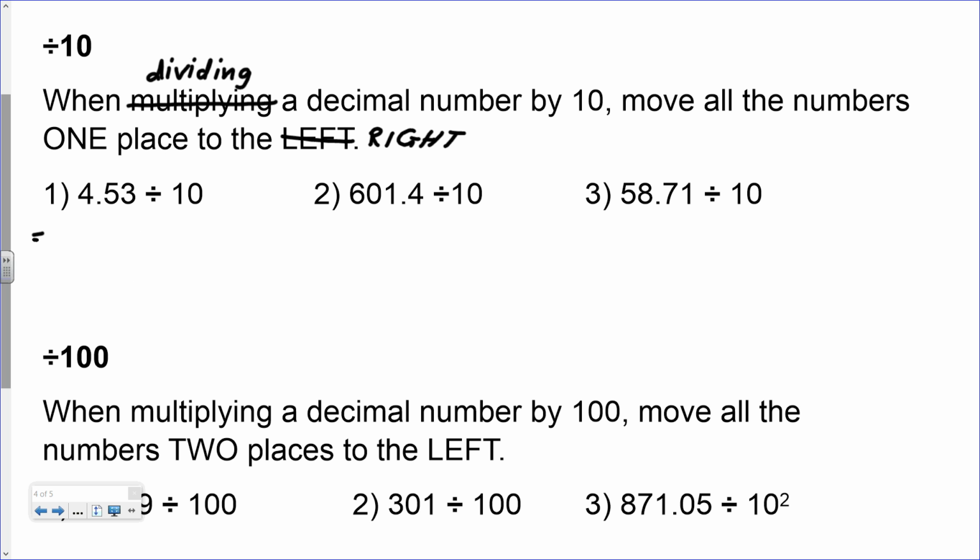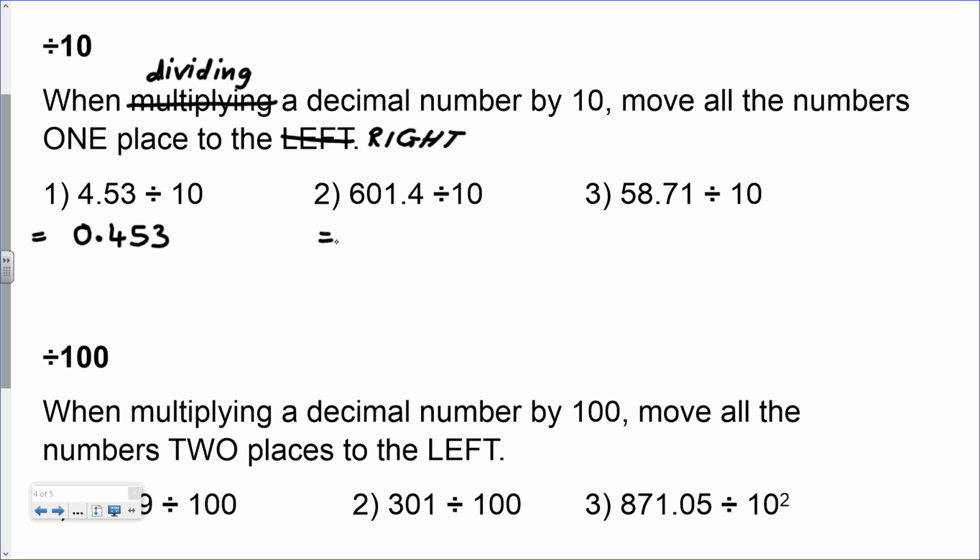So let's have a little look. So we've got 4.53 divided by 10. All those numbers are going to move one place to the right. So if I think about the place value chart, those 4 units are going to move over one place to the right. So I'm going to keep my decimal point where it is. The 4 is going to move over, the 5 is going to move over, and the 3 is going to move over. The decimal point does not move, it's just the numbers moving over. So in front this time, we probably want to add in a 0.